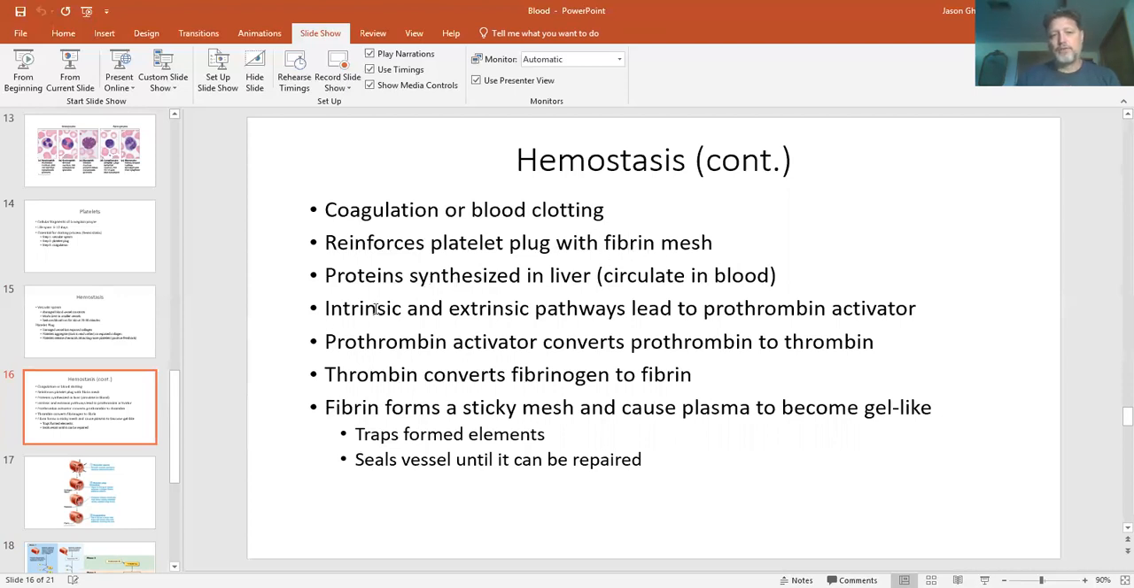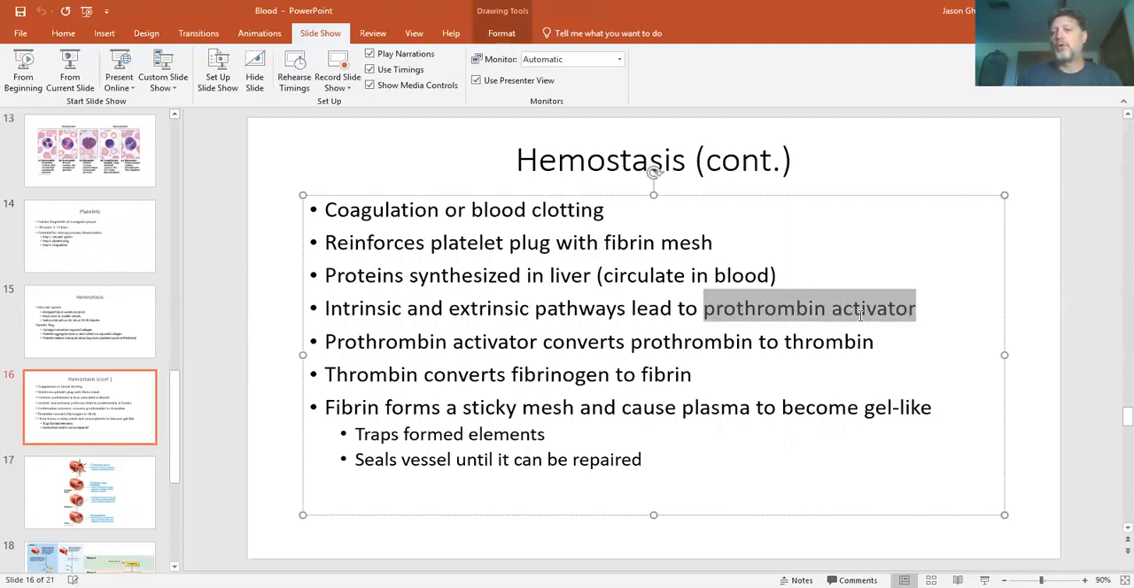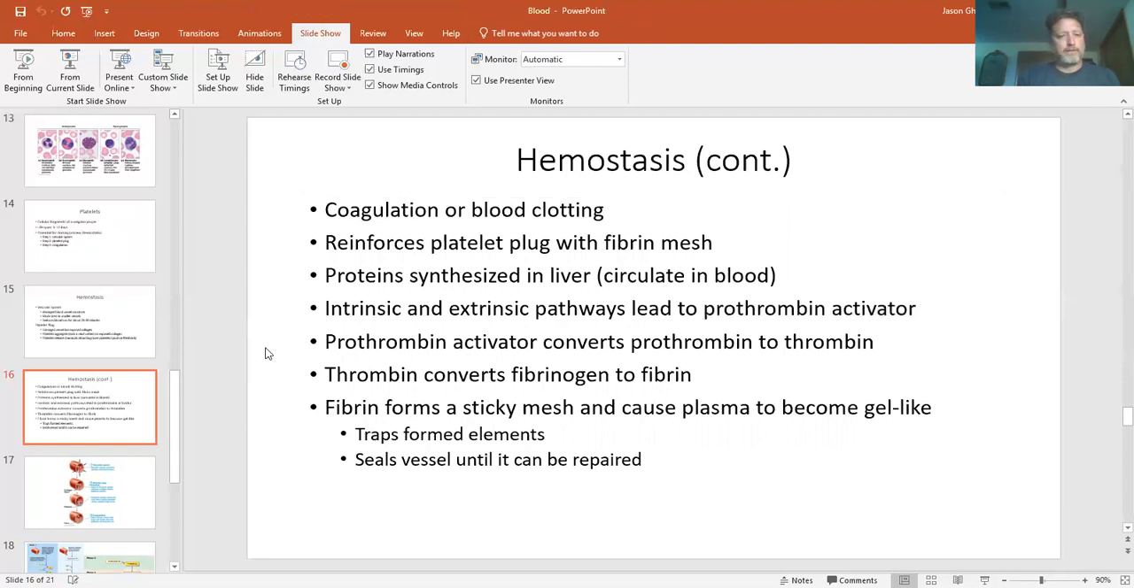To get to that fibrin mesh, first of all, there's lots of proteins that are made in the liver that circulate in the blood. They're in your blood right now, waiting to be activated. Now we have two different pathways, called an intrinsic and an extrinsic pathway. We're not going to worry really about the differences between the two of them. Just know that there are two separate starting points, because both of them are going to lead to this prothrombin activator, and that's where we're going to kind of pick up the story.